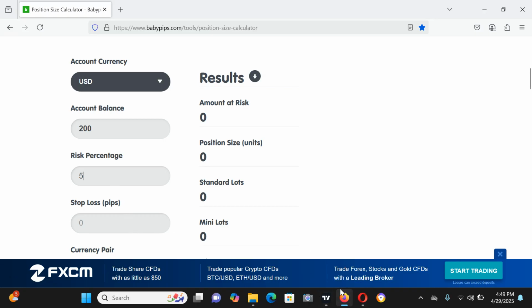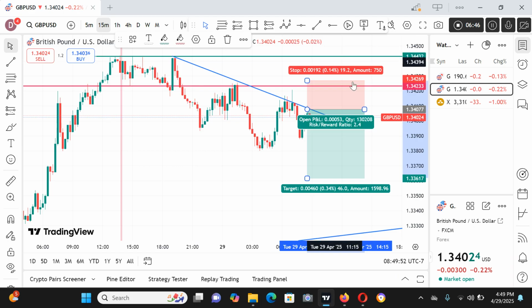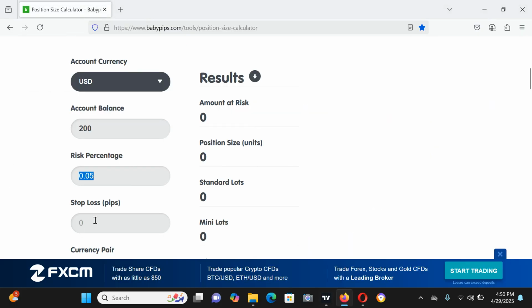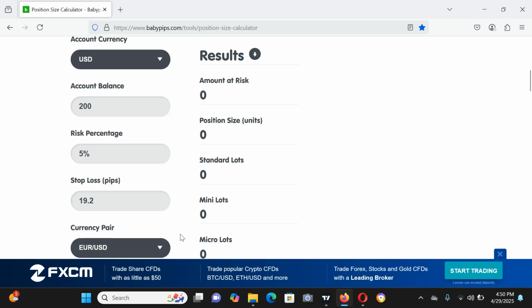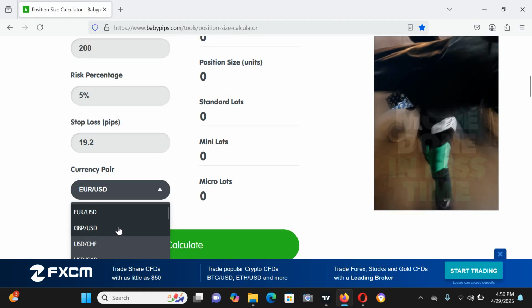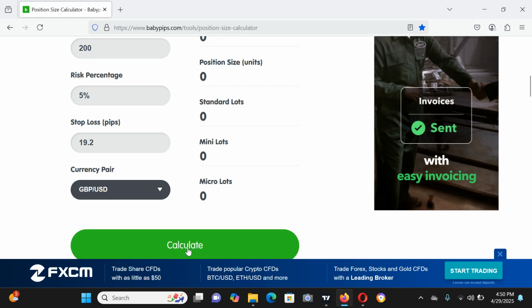And according to our calculation here, for our stop, we are risking 19.2 pips. Then we put our 19.2 here. Then the currency pair here, we are trading GBP USD. Then we press calculate.